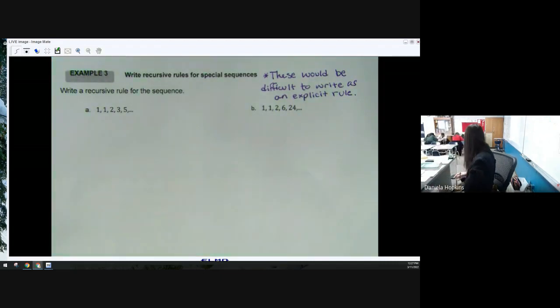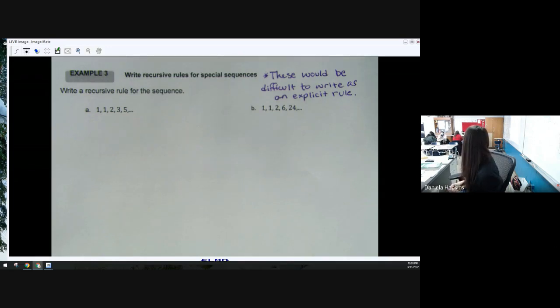But if you look at parts A and B of example 3, you're going to see there's some issue with writing an explicit rule for these. So example A is 1, 1, 2, 3, 5, ... Does anyone recognize what that is? If I have any math geeks in here. Isn't it Fibonacci? Yes, it's the Fibonacci sequence.